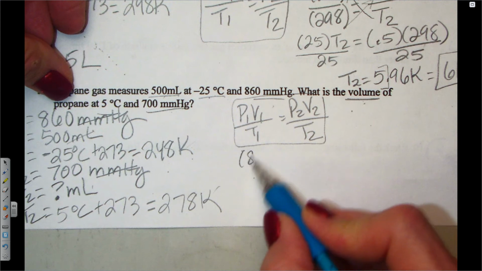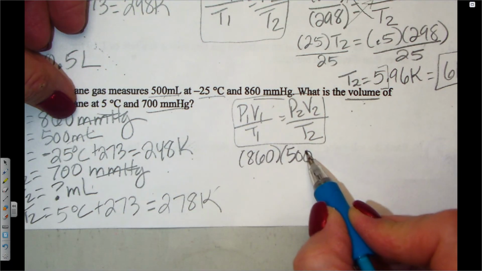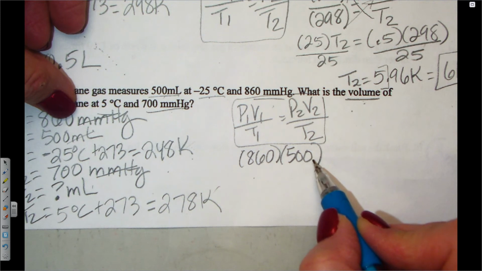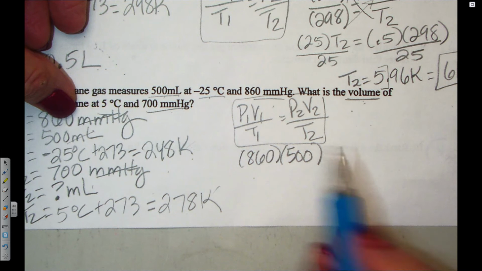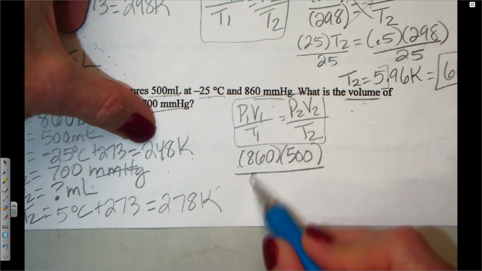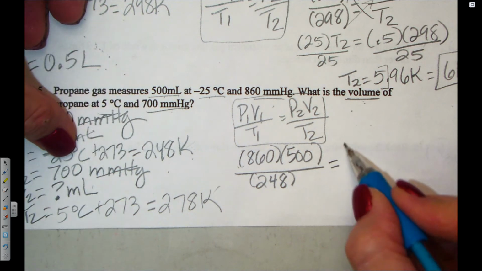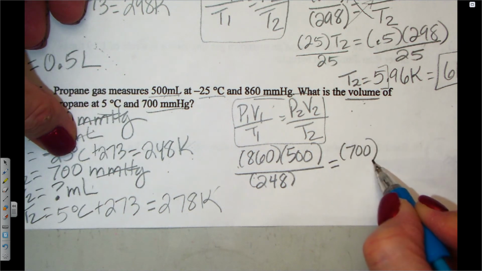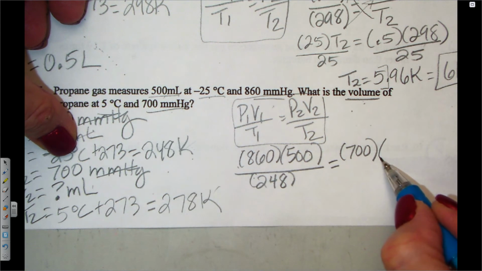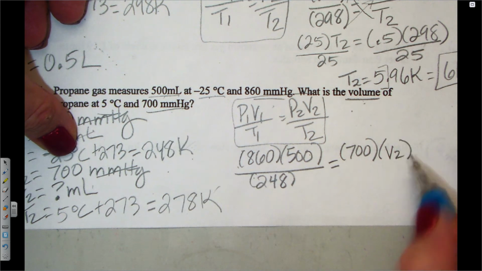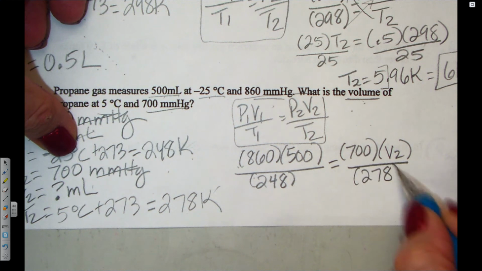P1, 860. V1, 500. Notice that has only one sig fig, and that is significant. That means our final answer is going to have just one sig fig. T1, 248. P2, 700. That also has one sig fig. V2, that's what you're looking for. And then T2, 278 Kelvin.